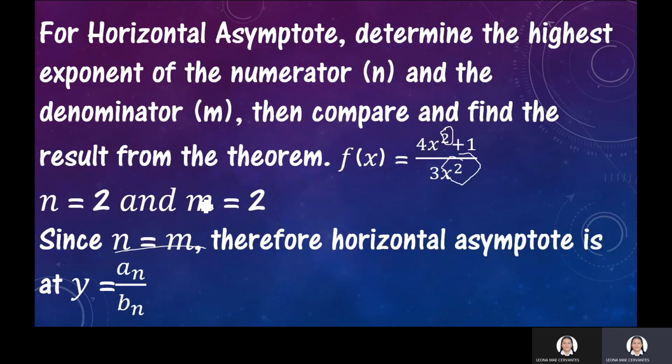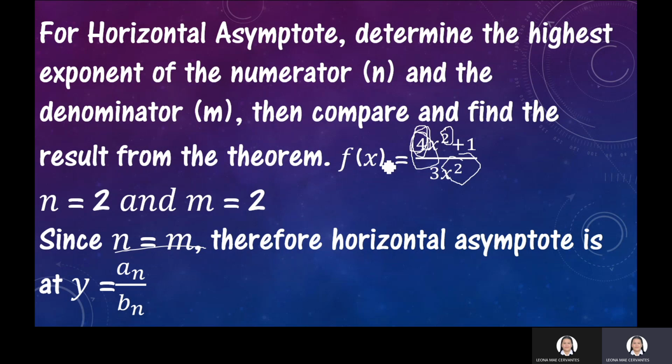Balik tayo dun sa given equation. We have f of x is equal to 4x squared plus 1 over 3x squared. So, highest exponent ng numerator is 2. So, ano yung coefficient niya? Yung kasama niyang number.